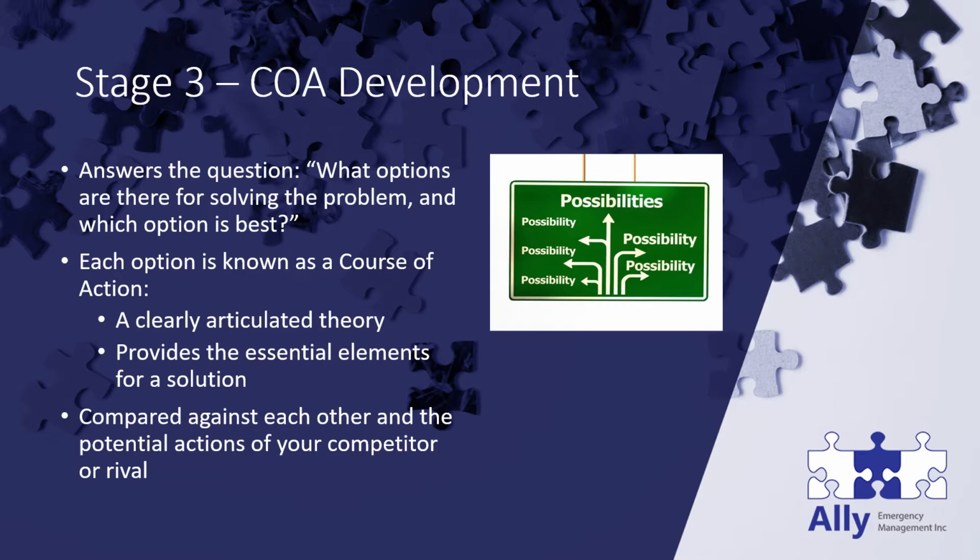COA development answers the question, what options are there for solving the problem and which option is best? We're going to refer to each of these options as a course of action. And a course of action is a theory. It's articulated in enough detail that we can explain how we're going to get down the path to success, who's going to be involved, what resources we need, what the sequences are, but not necessarily enough detail that we can say this is our plan. So we need to develop it enough that we can explain it, but not necessarily enough that we can execute it.